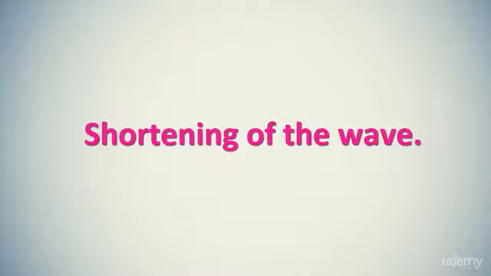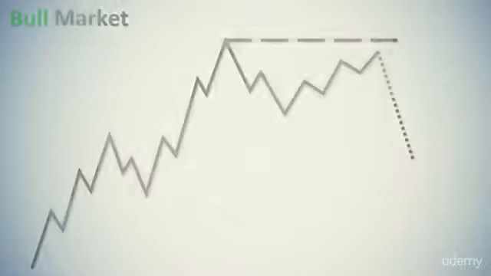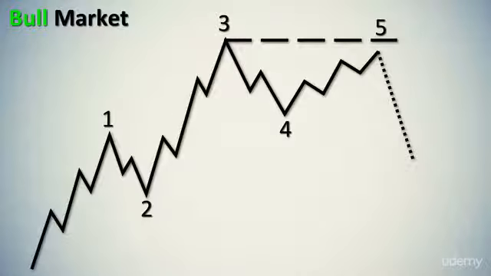Shortening of the wave. Let us go to the issue called shortening of the waves, or as Elliott named this phenomenon, failure wave. This is the situation where wave 5 does not go beyond the peak of wave 3.